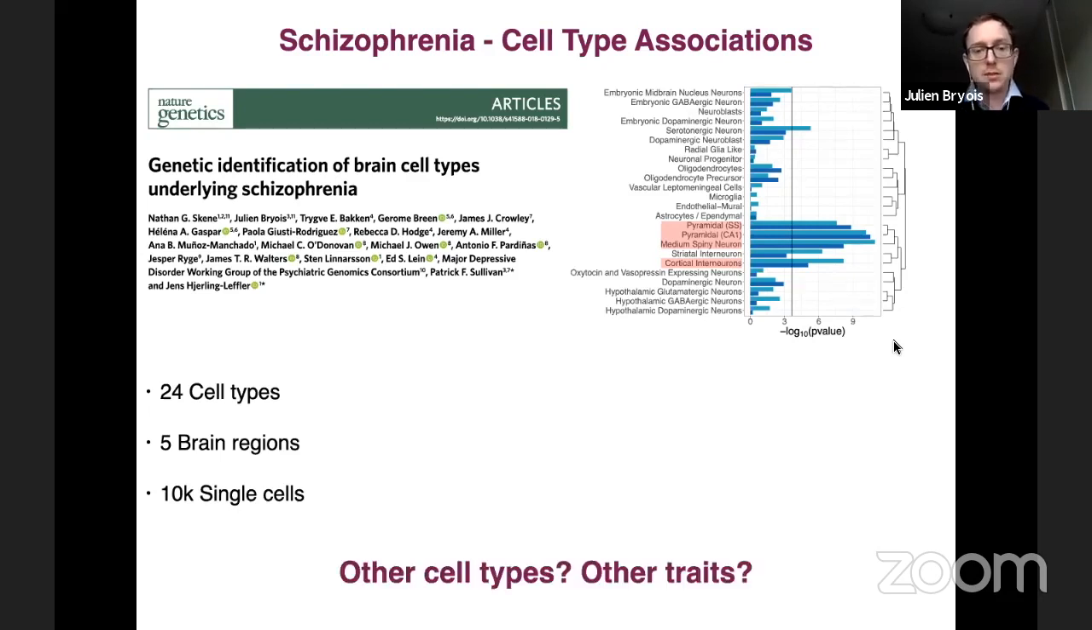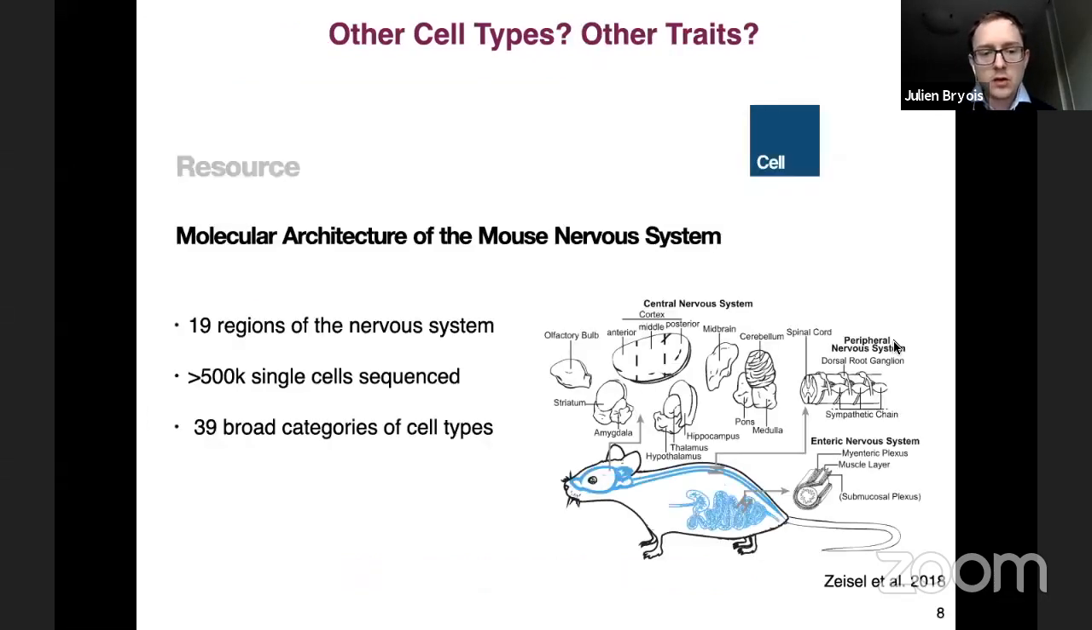At the end of the paper, we thought, well, what about the other cell types? Maybe there are other neurons that are more important than the pyramidal neurons in the cortex and hippocampus. And then what about other traits? We focused on schizophrenia because the genetics was the most advanced, but in the meantime, we've seen larger and larger GWAS for other brain disorders. In 2018, our colleagues at Karolinska generated an amazing data set where they sequenced more than 500,000 single cells in mouse from 19 regions of the nervous system, which allowed them to identify 39 broad categories of cell types.